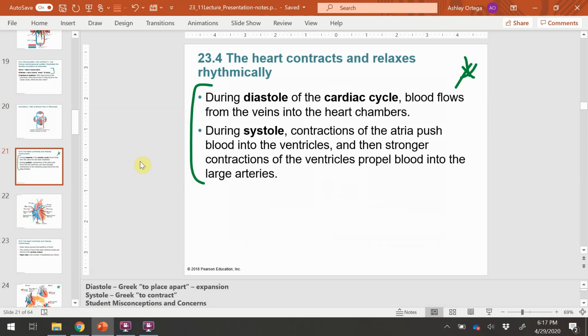During systole, this is also Greek, which literally means to contract. During systole, contractions of the atria will push blood into the ventricles, and then stronger contractions of the ventricles will propel blood into the large arteries carrying blood away from the heart.